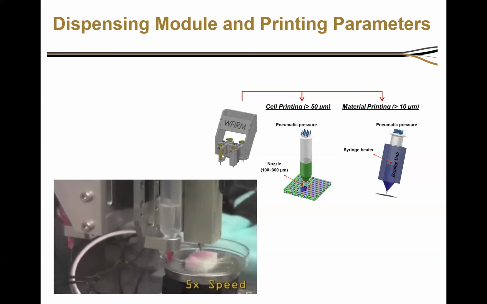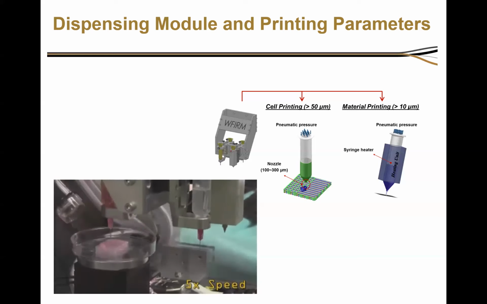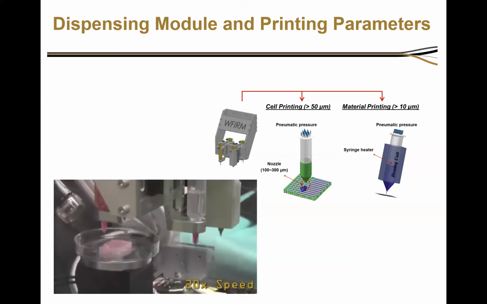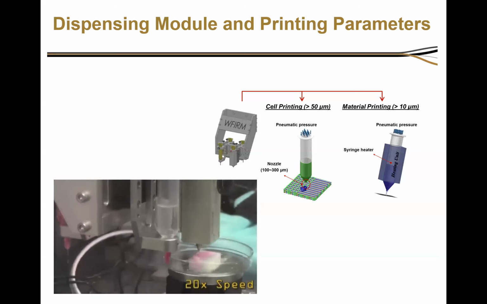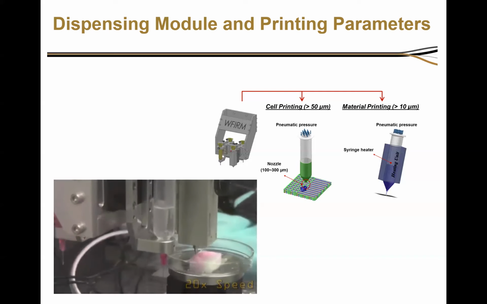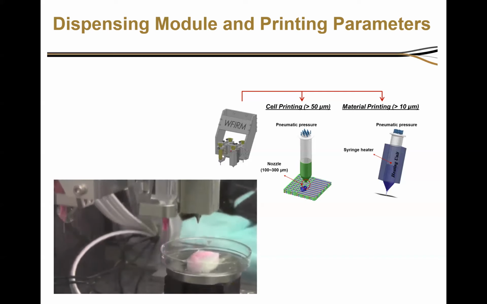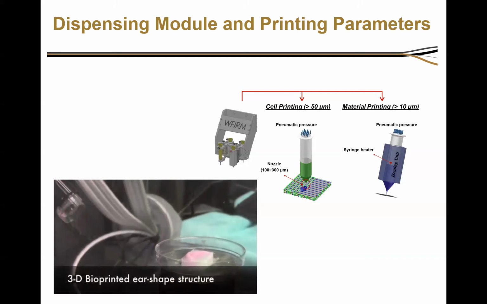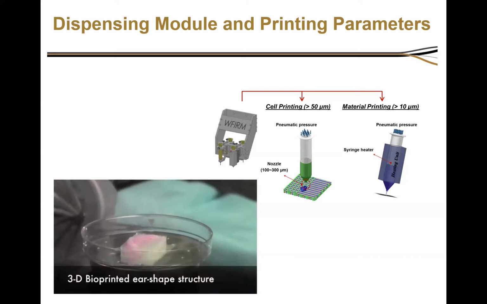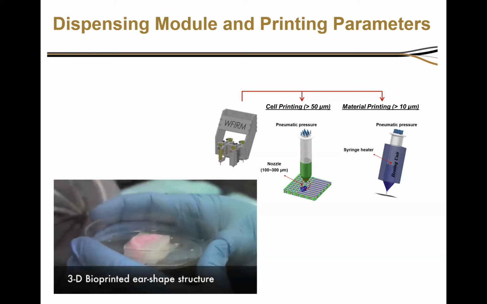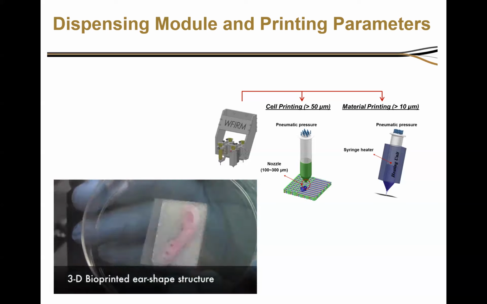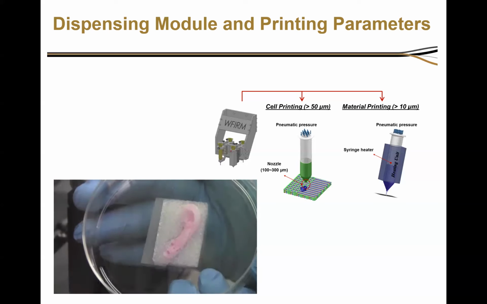And with this, you can see that we have a heated element over the PCL nozzle. That's to heat up the PCL to its melting temperature before it's deposited through the nozzle. And here you can see a completed ear construct, and around it you have the sacrificial material that can be washed away, and you're left with the printed ear construct with the cells embedded within them.